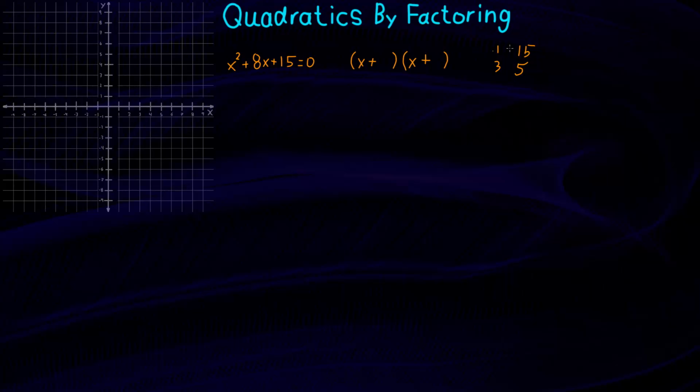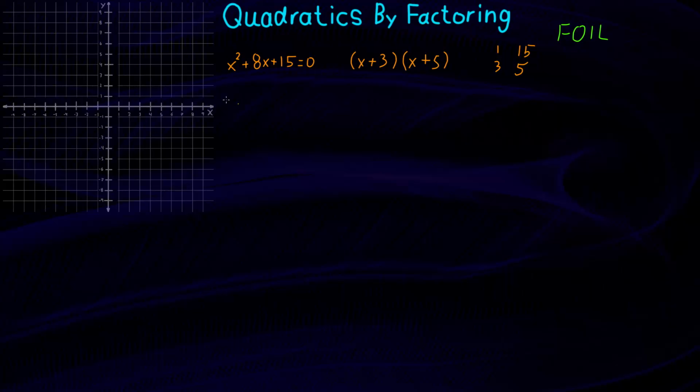Is 1 plus 15 going to get 8? Nope. But 3 and 5 will. So we're going to put the 3 here, the 5 here, and this should factor or expand to that. So let's double check that. We're going to do FOIL. I'll do it in green. Remember that to expand this out is first, outside, inside, last. So we're going to double check this.